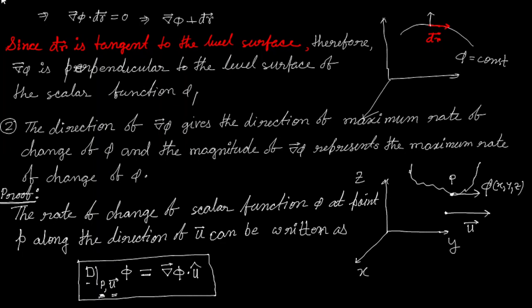Now, if we consider that at this point a gradient vector, let's say, pointing along this direction, grad phi, and we are considering this u vector along this direction, so the angle between them, let's say, is theta. Then what will be the rate of change of phi at point P along the direction of u?